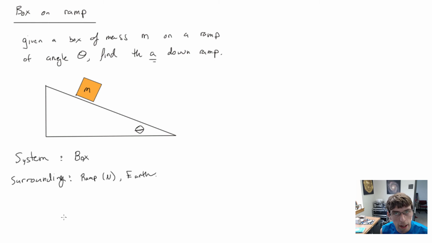Now, free body diagram. That's the next step. So we've got our system and our surroundings. So let's represent our box. There we go. And here's something that we have to be more careful with now. If I want to draw in the direction of the normal force, how does the direction of the normal force compare to the surface of the ramp? And this is something that, now that I'm sitting here doing the problem, I failed to actually note in the last video.